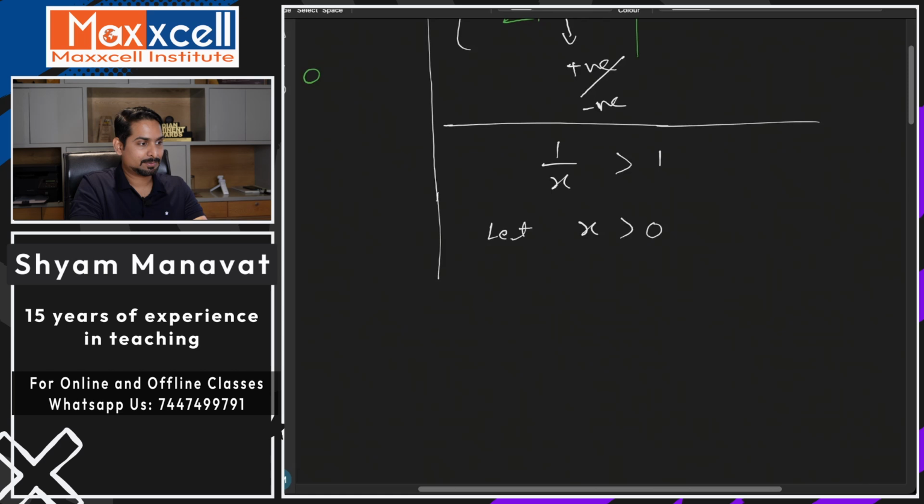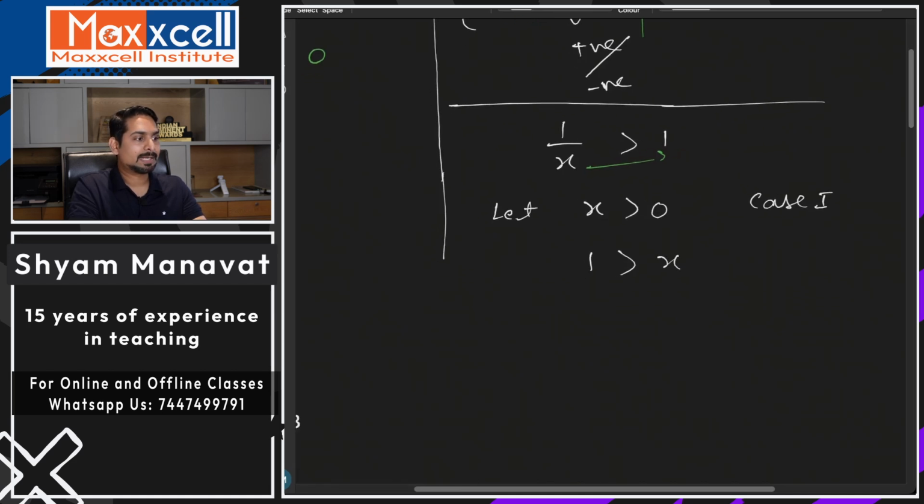In that case, this is case 1. If I multiply x to the other side, the sign of inequality should not change, it should remain the same. So it will be 1 greater than x. Think about it. X is greater than 0, and because of this we got x less than 1. In this case, we have to combine both conditions. So we should use the conjunction AND.